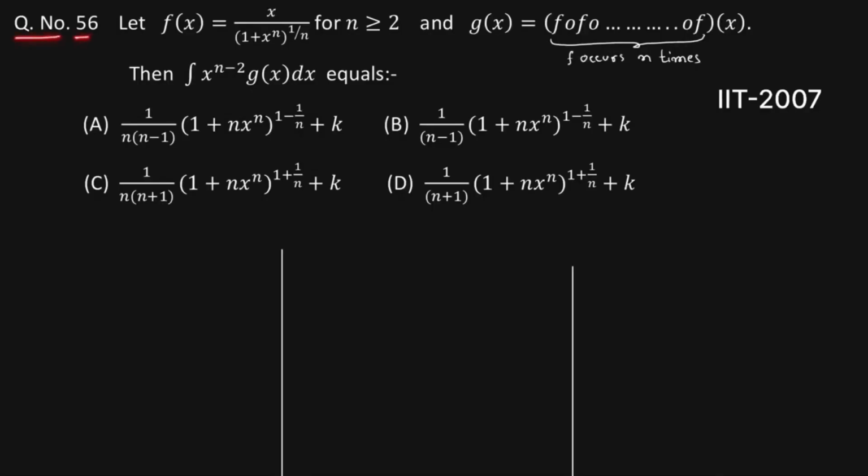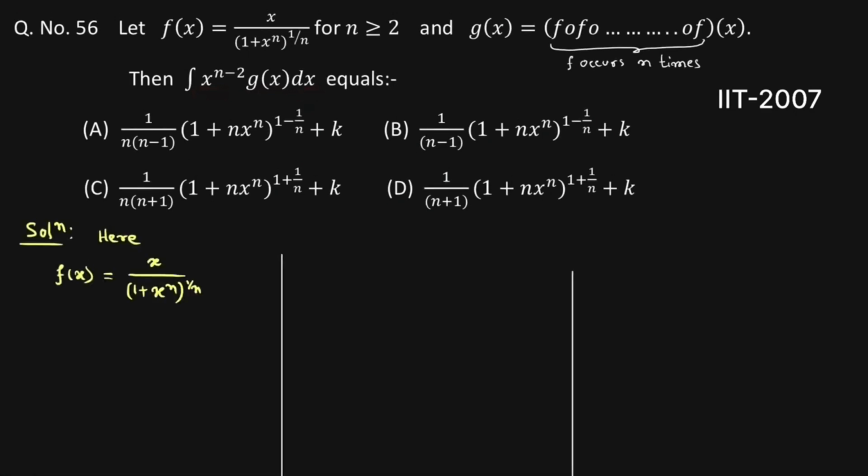Question number 56. In this question, f of x is given and g of x is also given in terms of f, and f occurs n times. Then we have to find the value of this, that is integration of x to power n minus 2 g of x dx. Let's see the solution of this question. So here f of x is equal to x upon (1 plus x to power n) to power 1 by n. Now with the help of f of x we are going to find f of f of x.